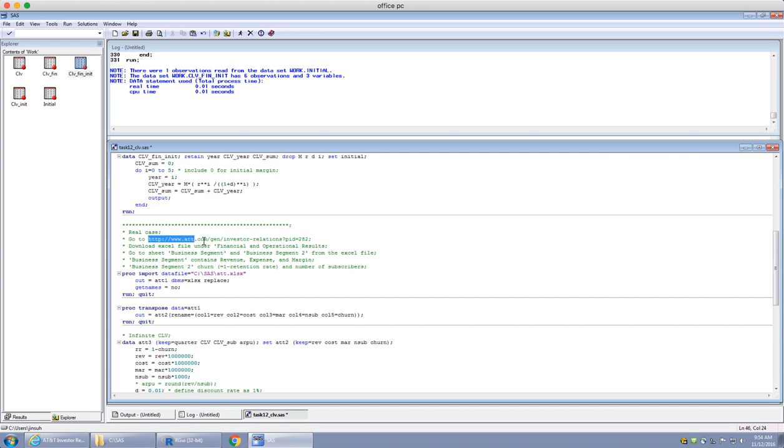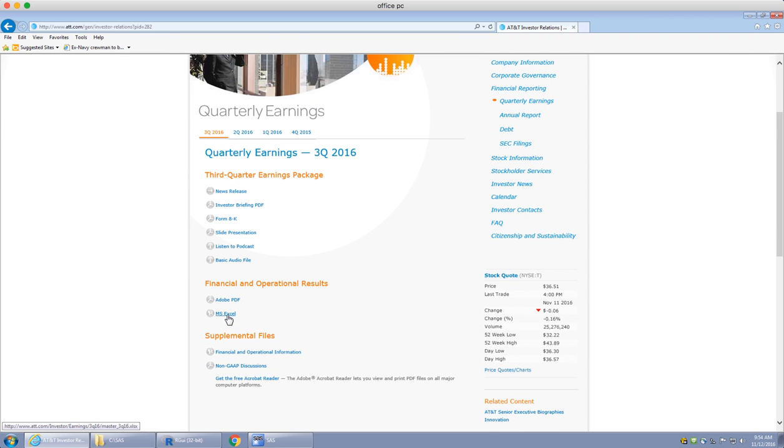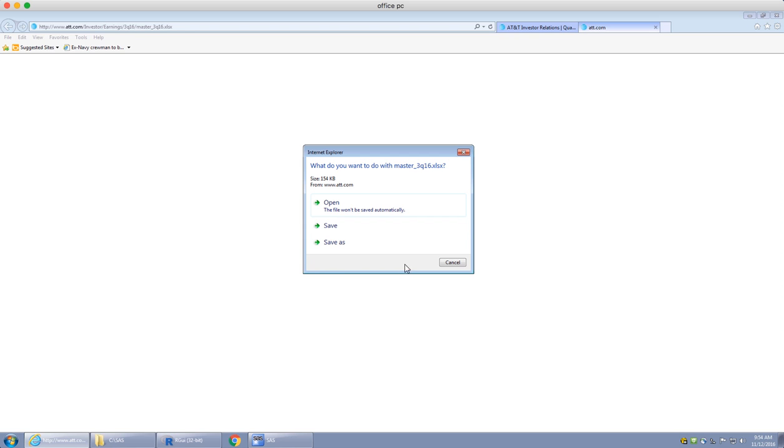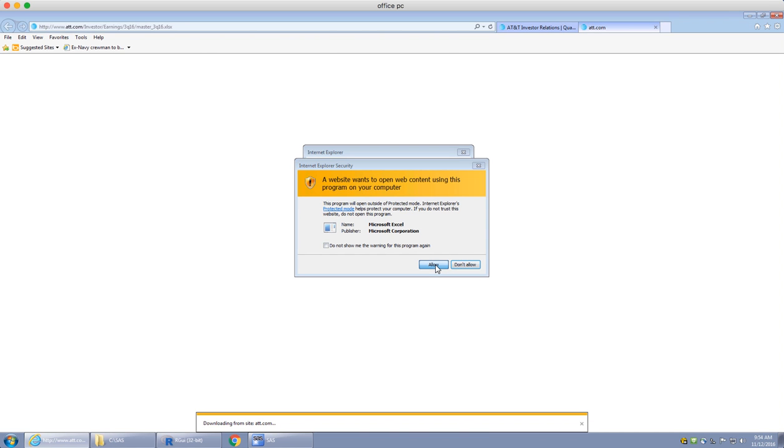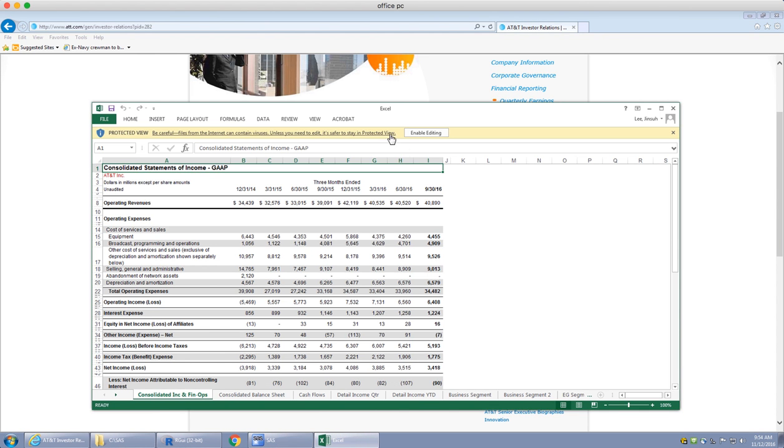So what I'm going to do is go to AT&T's site here. It's already opened up, the same URL. Then I could go to quarterly earnings, and they provide an Excel sheet here with all the financial information and the subscriber information and so on. I'm just going to allow it to open. Now it's starting to download. Okay, now there we go.